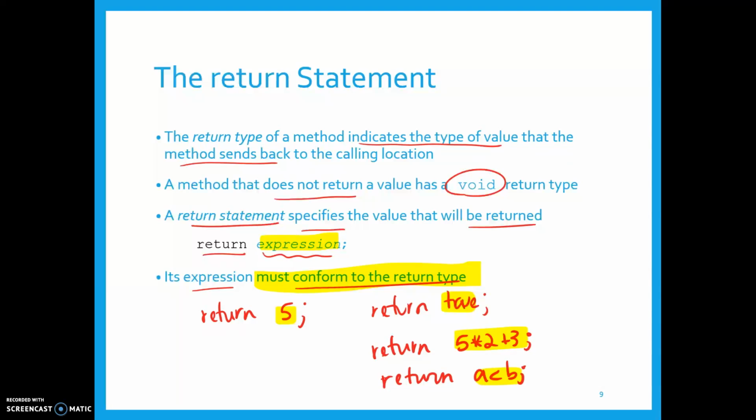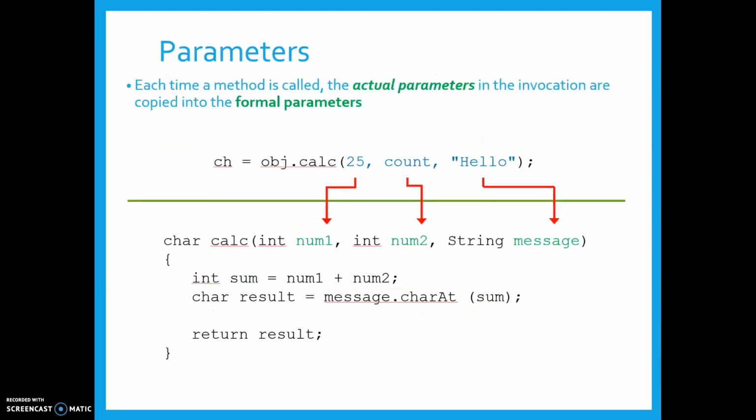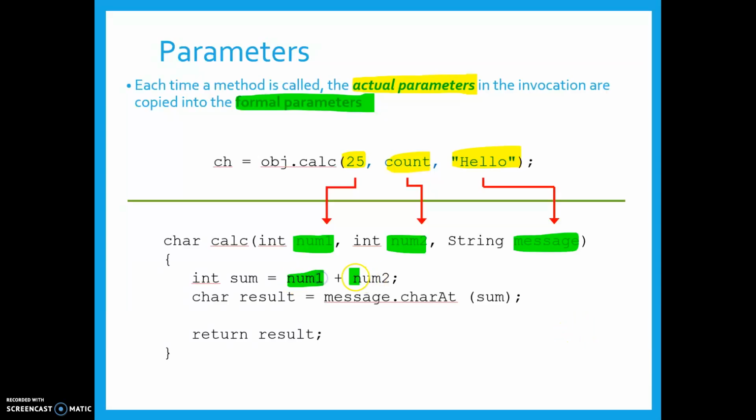All right, so again, let's come back to these parameters. There's two different things we talk about. We talk about the actual parameters and we talk about the formal parameters. The actual parameters are what you actually pass in when you call the method. And the formal parameters are what the name is formally described in the method. So that is what we actually see in the method when it is being used.